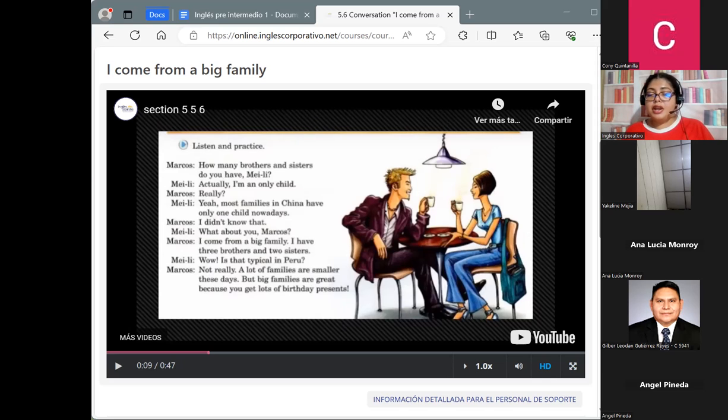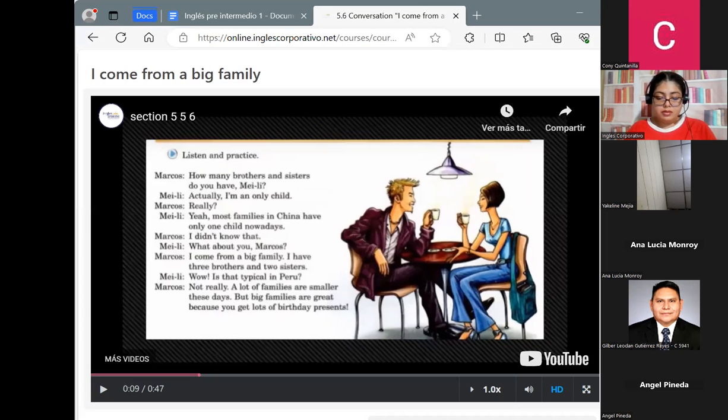So, basically, they are talking about these kind of things. Now, let me see. We are going to have a table in this case that is talking about typical families. Vamos a hablar de las familias típicas.